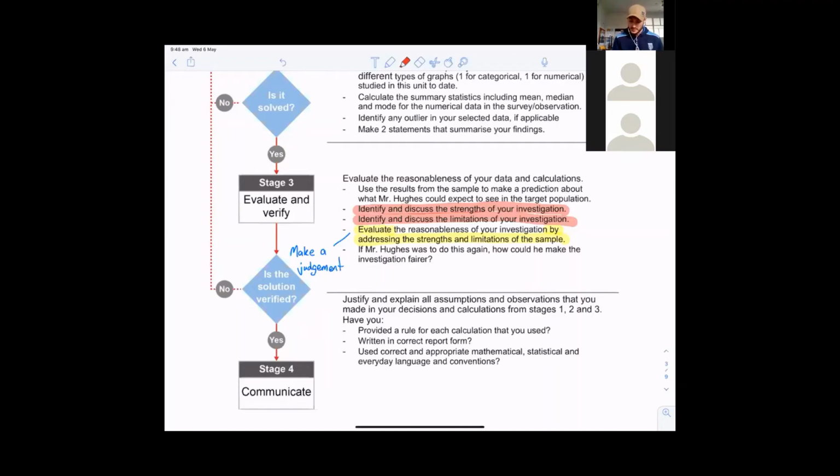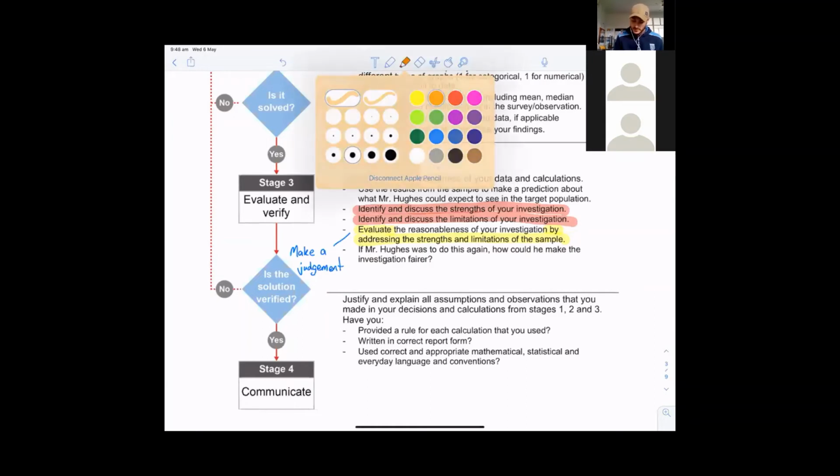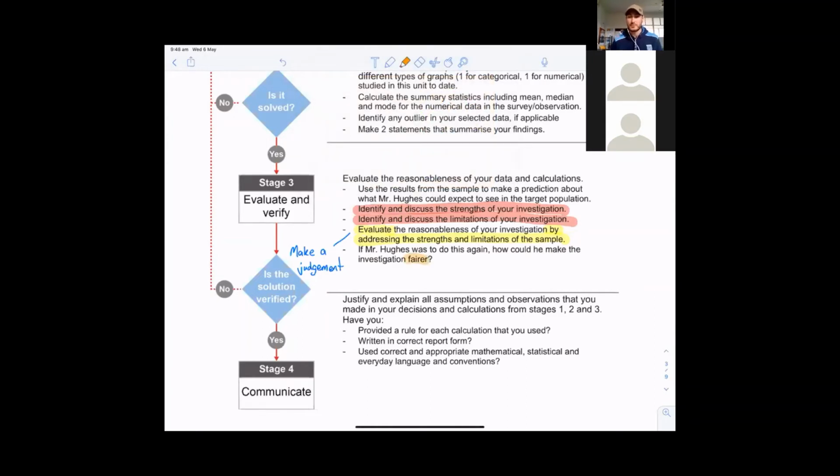And the last thing we need to do is discuss or think about, if Mr. Hughes was to do this again, how could he make the investigation fairer? Okay, so that's a little hint right there. I'll use a different color to highlight this one. Fairer is the word there. That's the main thing we want to focus on improving, which means if there's going to be things that Mr. Hughes could improve upon, then there must be limitations to this model. There must be limitations to this investigation.